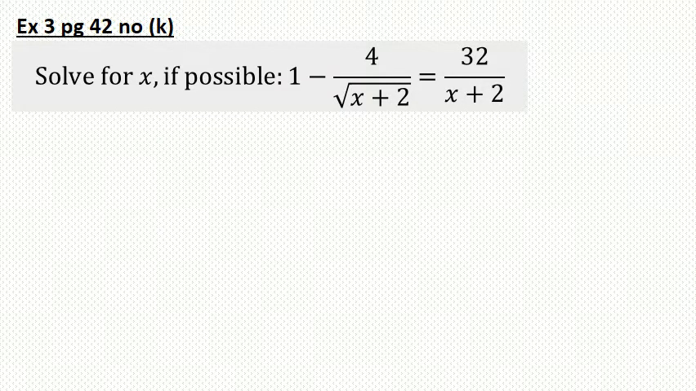This is probably the trickiest type of surd equation that you could get, merely because we're going to introduce a little bit of K method into this as well. Let's have a think about something.